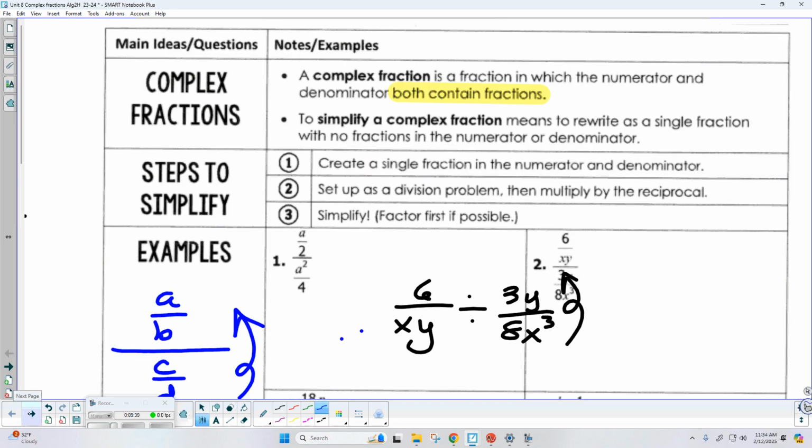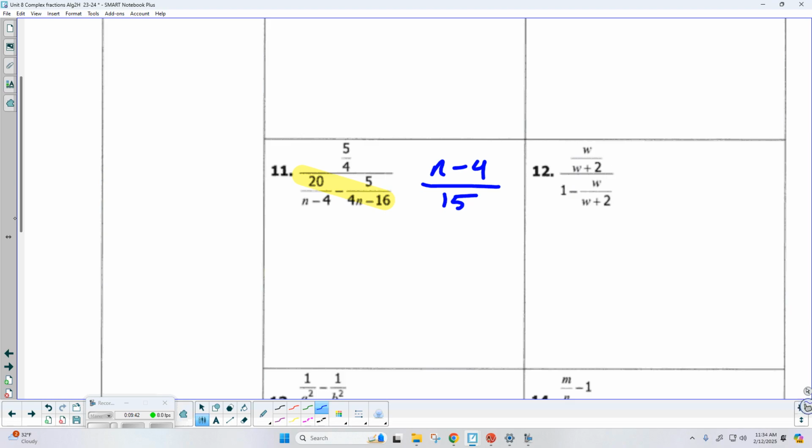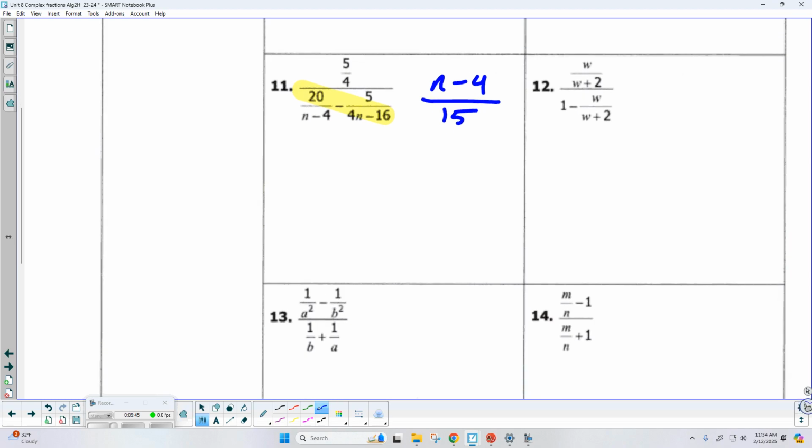Now, when we finished yesterday, we got to number 11, and this is the answer that you should have gotten. N minus 4 divided by 15. Okay. Well, let's go ahead and take a look. Let's see if that's what we can actually get. Now, before we do anything, you'll notice we got a single fraction up top, but we do not have a single fraction down below. So that's what I got to start with. So 20 over n minus 4. And then we're going to subtract 5 over. So let me go ahead and factor that 4n minus 16. That'll be a 4 times n minus 4.